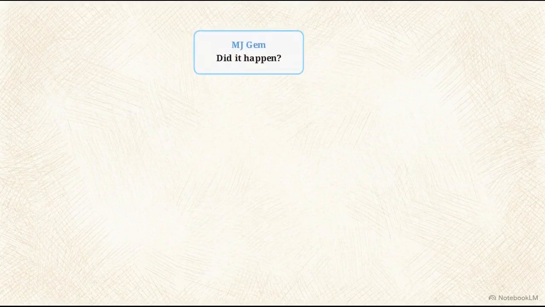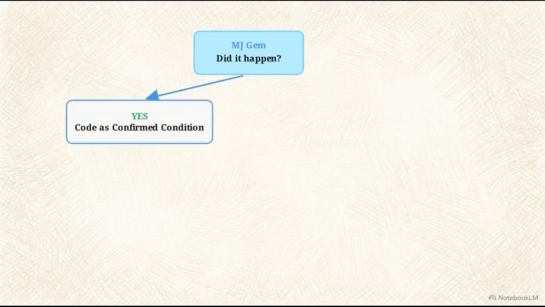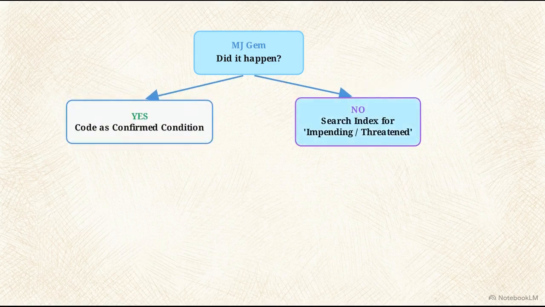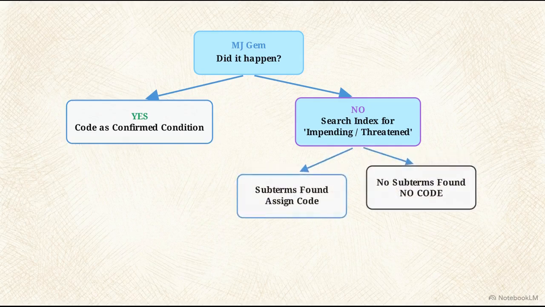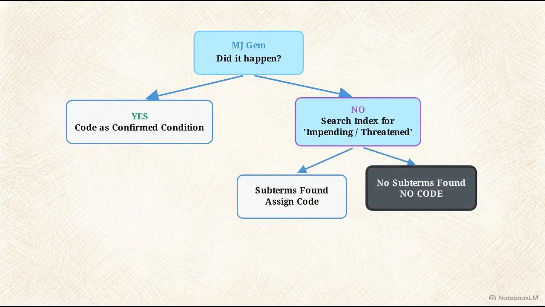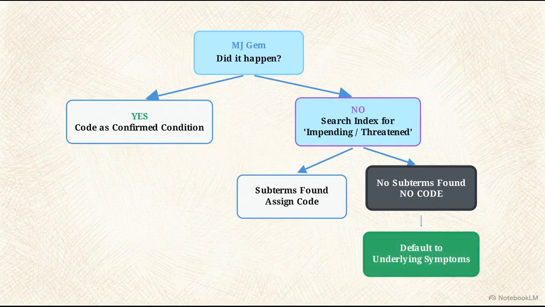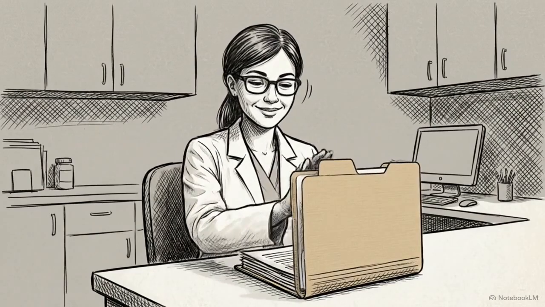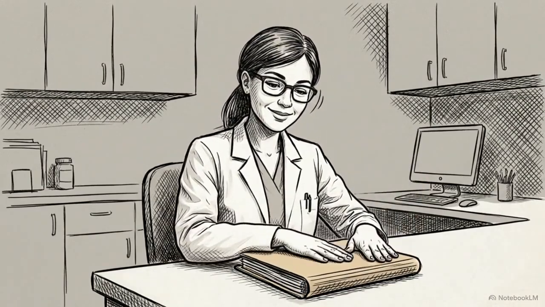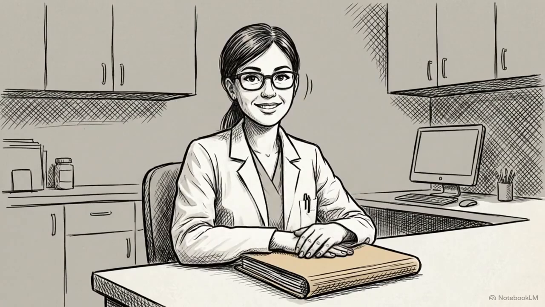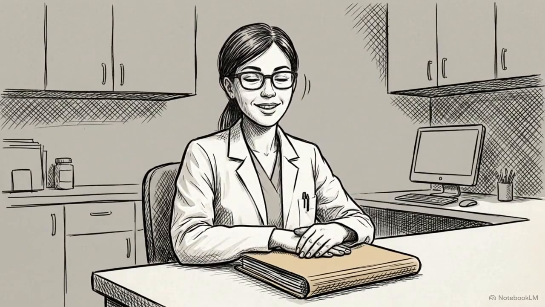This complete diagram traces your journey back to the MJ-GEM. You asked if it happened, checked the index, and let the manual guide you. Remember the critical no pathway rule. No index subterm means no code. Default to the underlying symptoms. Strict adherence to guideline B.11 ensures consistent accuracy. Follow these steps every time, and that is coding the AMCI way.